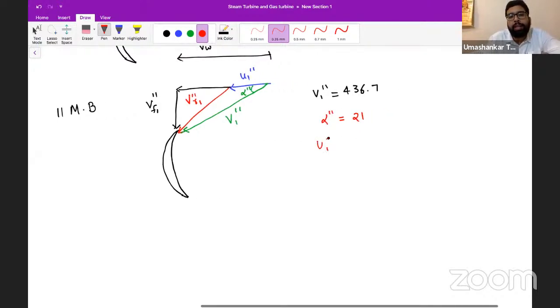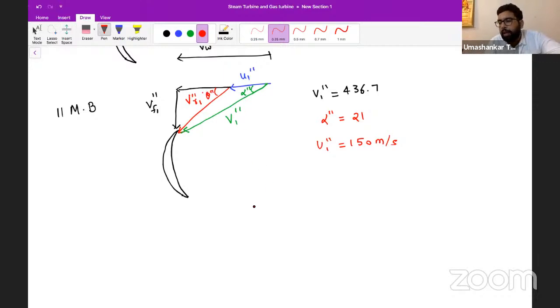U1 double dash, as I said, U1 shall be the same. So it is 150 meters per second. And this is theta double dash. So we were required to find this theta double dash.